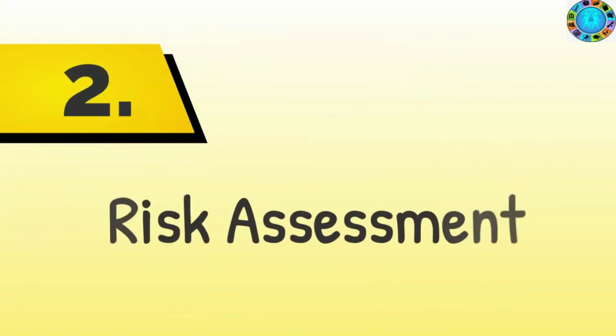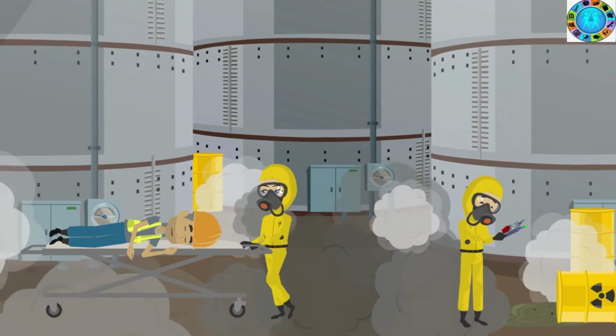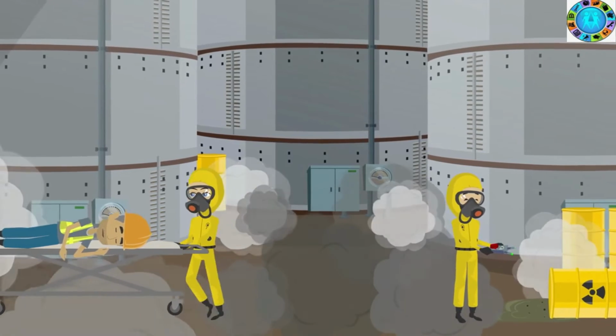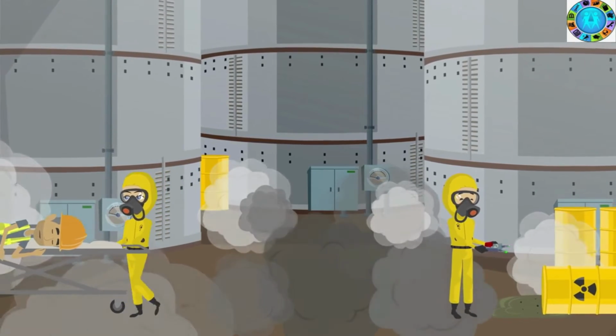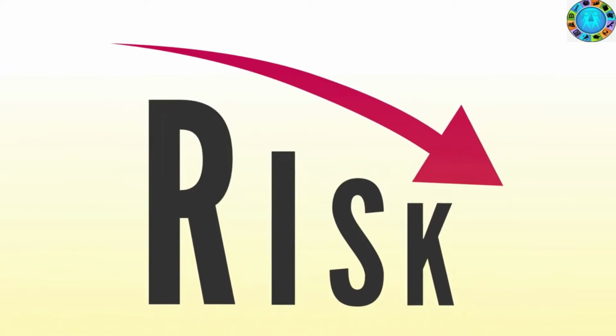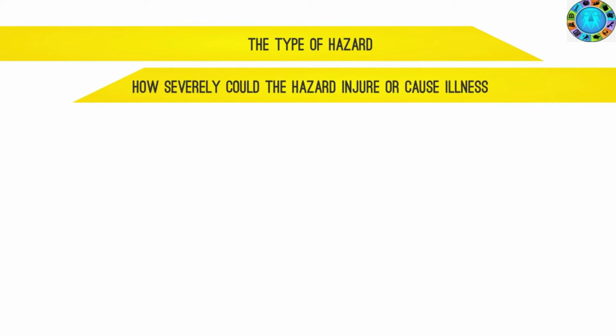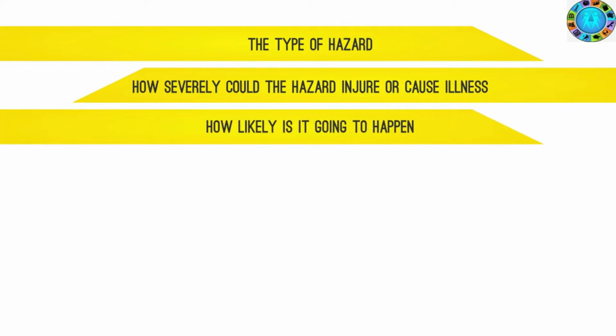Step 2. Risk assessment. Risk assessment determines how likely and how serious the effects may be on people exposed to the hazard. Work out which hazards are most serious and deal with them first. To assess the risk, you should consider the type of hazard. How severely could the hazard injure or cause illness? How likely is it going to happen?